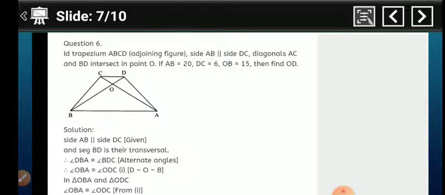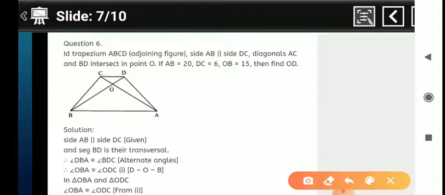The question is: in trapezium ABCD, side AB is parallel to side DC, and diagonals AC and BD intersect at point O. If AB equals 20, DC equals 6, and OB equals 15, then find OD. So see the diagram first.